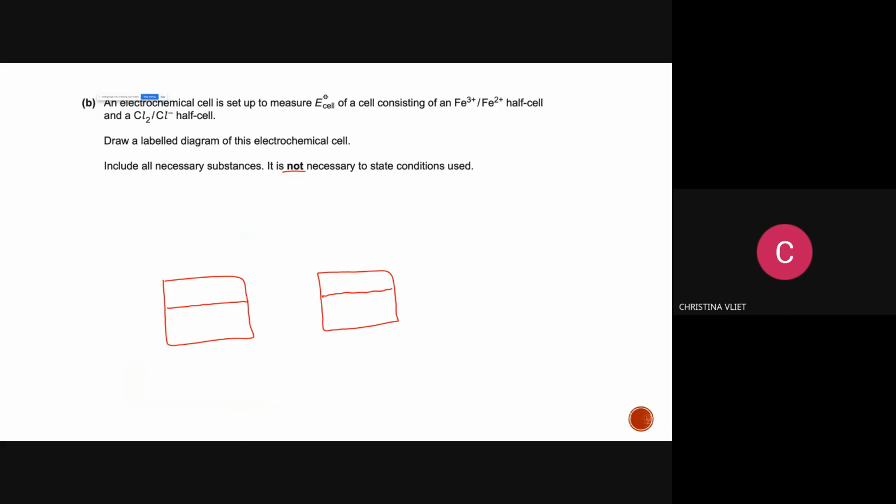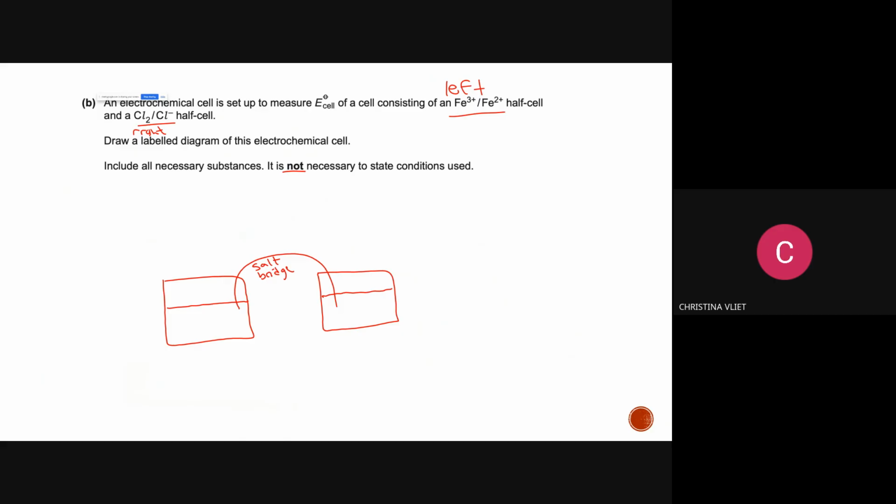Backyard chemistry. Okay, so then here we have a salt bridge. Which side do we want for each one? Iron on the left and chlorine on the right? Okay, sure. So iron has a +3 charge in one form and a +2 charge in the other.